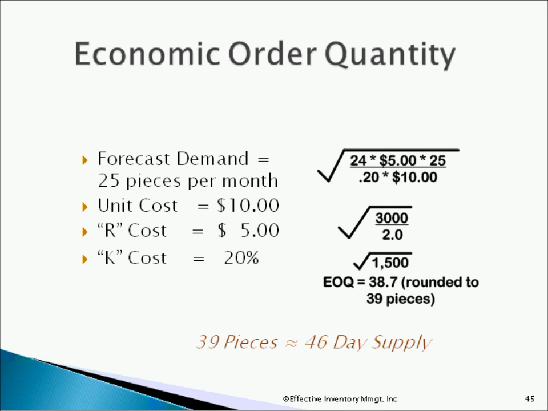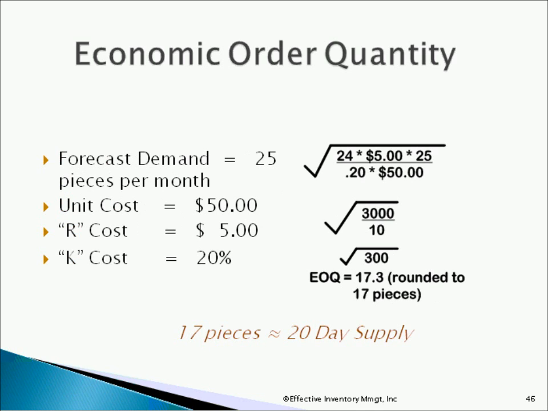Okay? Now, in the second example, instead of a unit cost of $10, I'm going to have a unit cost of $50. The other components remain exactly the same. Now, if I put these numbers into the equation, it results in an economic order quantity of 17 pieces, which is about a 20-day supply. Now, the difference between that first item and this item is the unit cost. I went from a unit cost of $10 to a unit cost of $50.